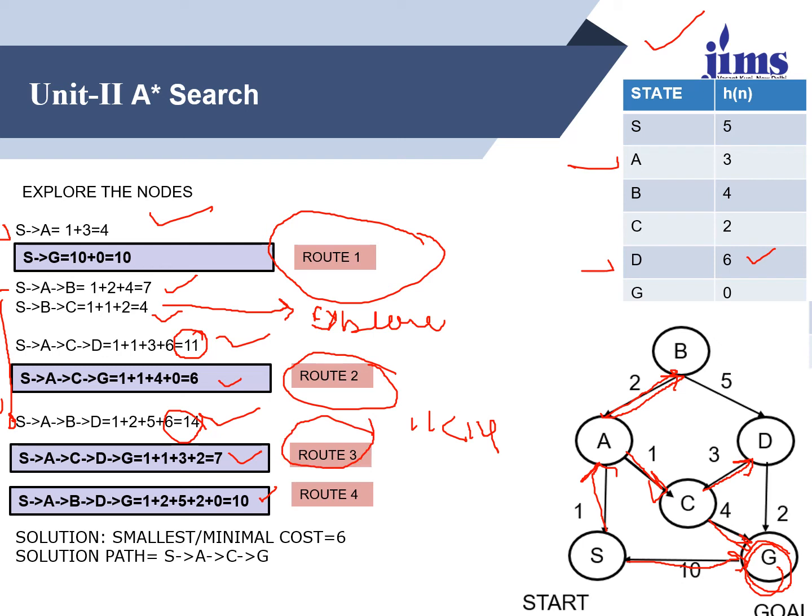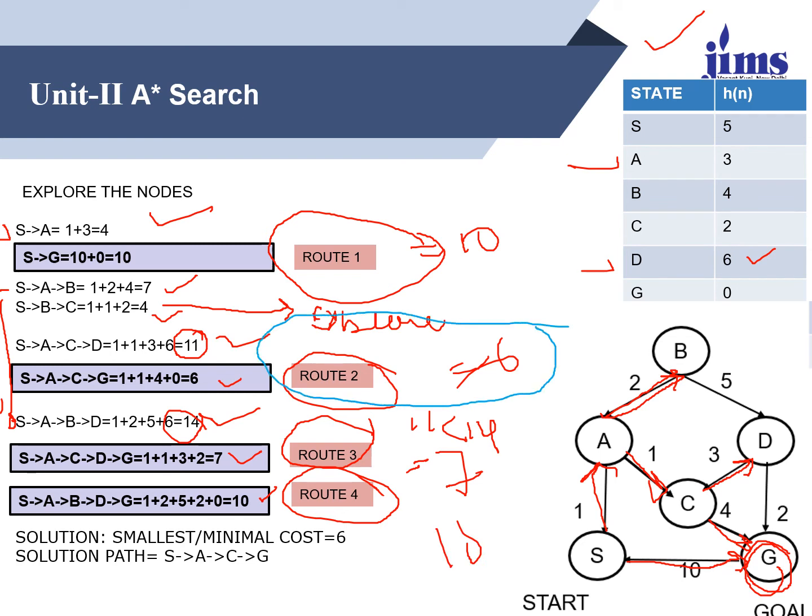We have to check which route is having the minimal cost. So this is having 10. This is having 6. This is having 7. This is having 10. Which one is minimal? The minimal is this 6 one. So that is why we say that the solution path is S to A to C to G and the minimal cost is 6. This is how we solve the A star algorithm.